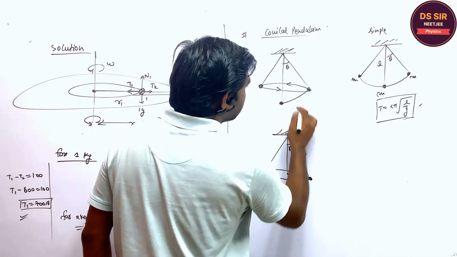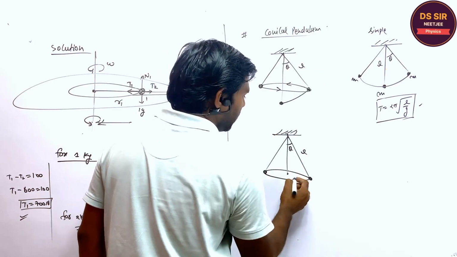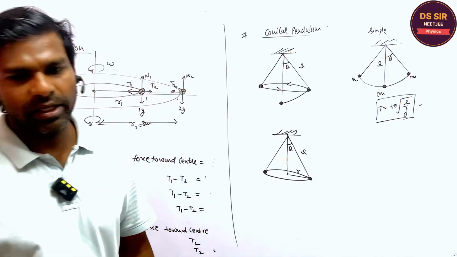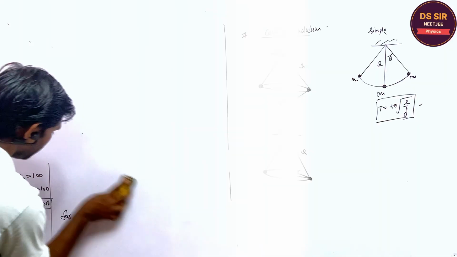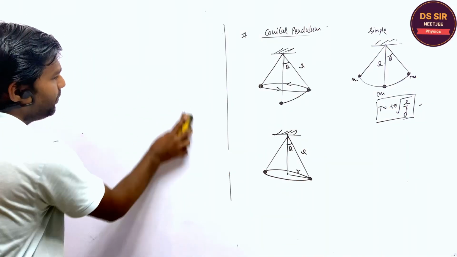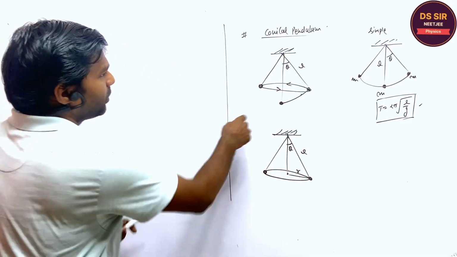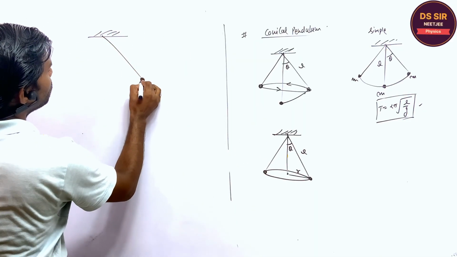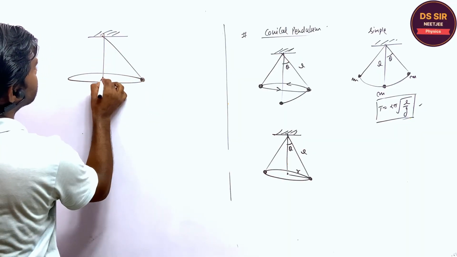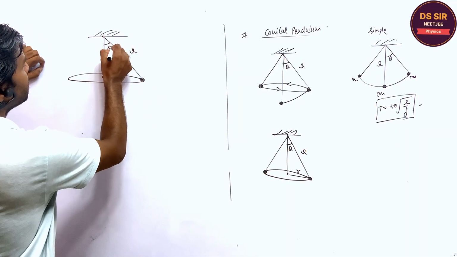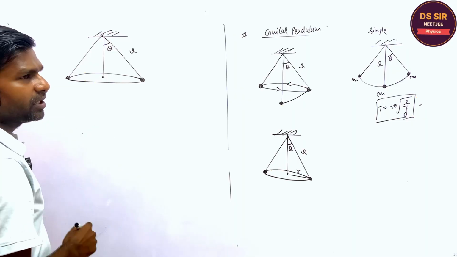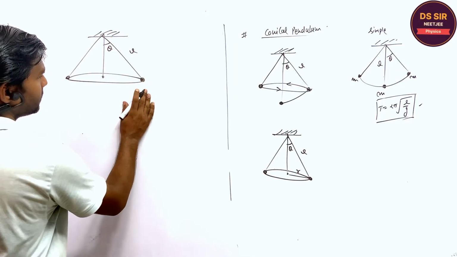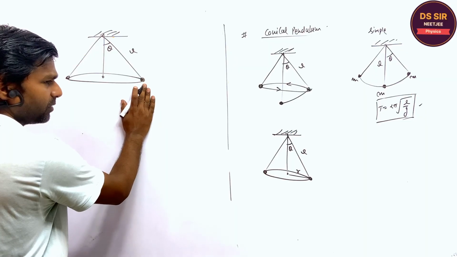The length is L, the angle is theta, and we can assume the radius is r, right? First copy this, then I will explain further. We are going to find the time period of oscillation of this conical pendulum, right? You may draw it. So you tell me when it is moving like this. This is the center, this is the length, this is the theta. It is moving continuously like this. How many forces will act upon this at this point? Can you tell? Yes. Tell me how many?